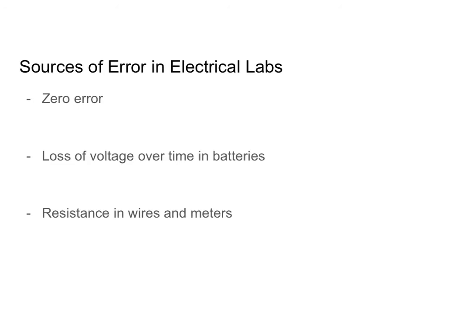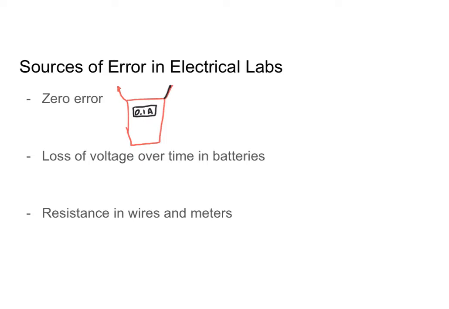So, speaking of labs, I do want to take a moment to talk about some of the sources of error in electrical labs. The first thing I want to talk about is a zero error. So, say I have an ammeter that is not attached to anything. It's just got its two leads hanging out, unattached to anything. And yet, on its screen, it says it's reading a current of 0.1 amps.